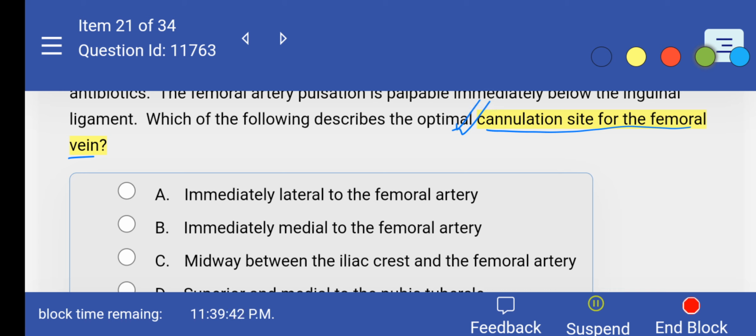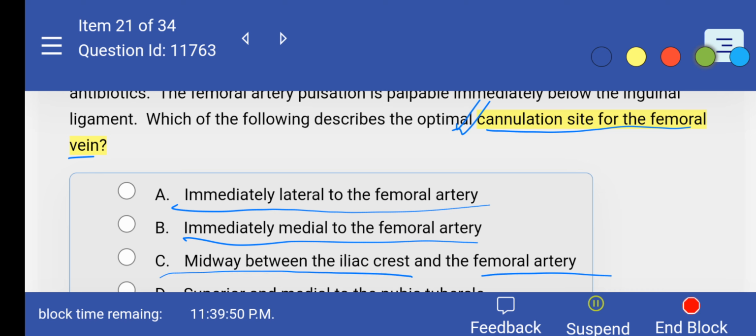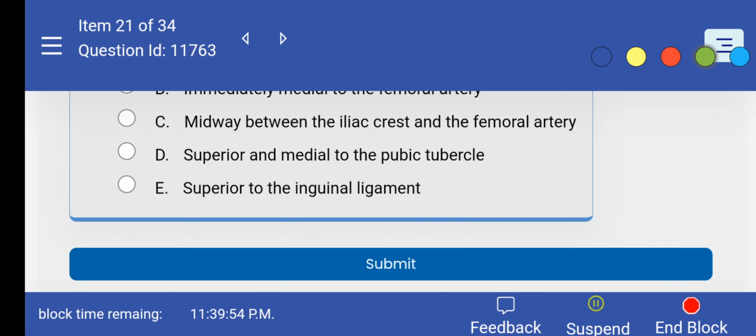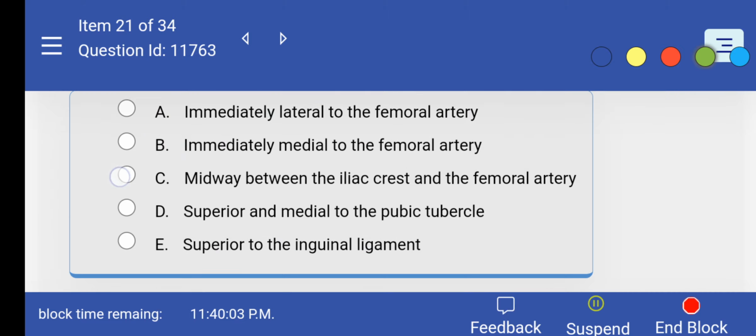Option A, immediately lateral to the femoral artery. Option B, immediately medial to the femoral artery. Option C, midway between the iliac crest and femoral artery. Option D, superior and medial to the pubic tubercle. Option E, superior to the inguinal ligament. Pause it and give the answer, right? So the correct answer for this question is immediately medial to the femoral artery, right?